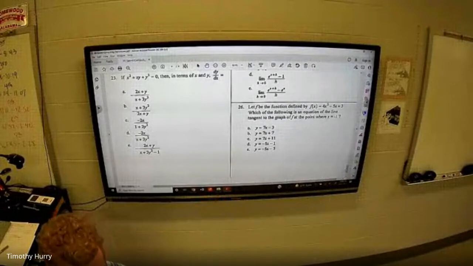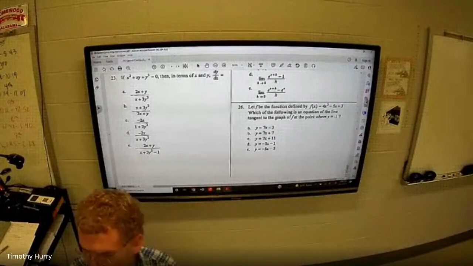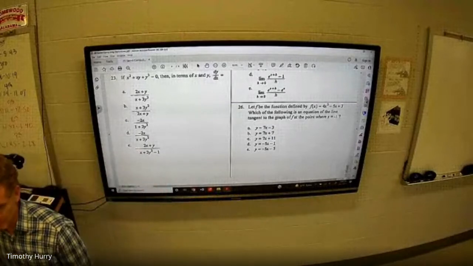Yeah, guys, we will not do implicit differentiation. Yeah, I was gonna say. Well, at least as of right now. If I change the line, I'll let you know. But you don't have to do those implicit problems.